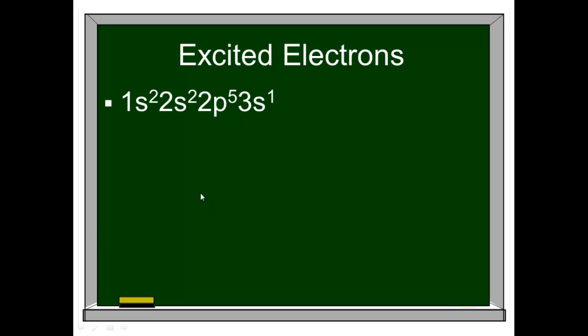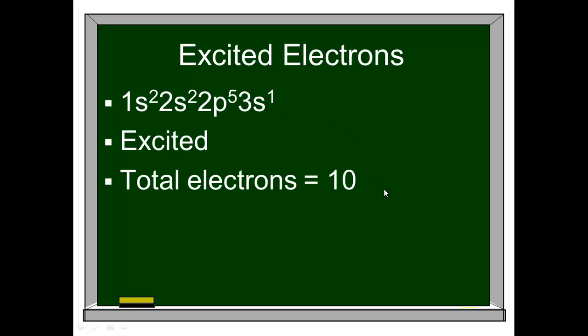Let's do another one. 1s2, 2s2, 2p5, 3s1. If you know your order, you know that it normally goes 2p6 before you get to the 3s. So this electron right here has jumped from the 2p to the 3s. That means this atom is excited. Count the electrons to see what element it is. 2 plus 2 is 4, plus 5 is 9, plus 1 is 10. Check your periodic table. 10 electrons. This is neon.